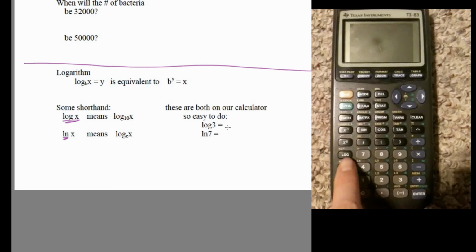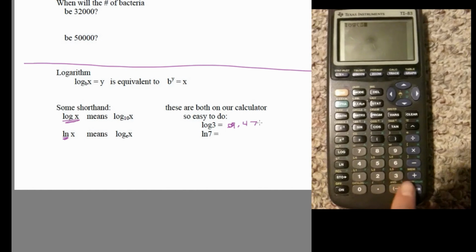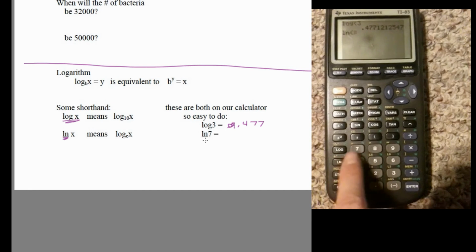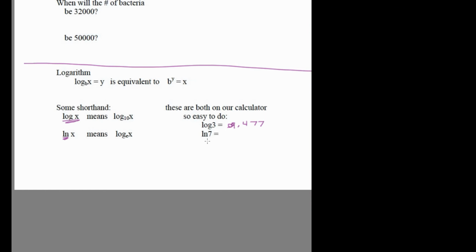Whenever you have log of 3, remember that means log base 10 of 3. And you can just punch that into your calculator, log of 3, and it'll give you a big long decimal number that you can round. Same thing for natural log. Remember, this means log base e of 7. So you just type in your calculator ln 7, and you'll get a decimal that you can write down.